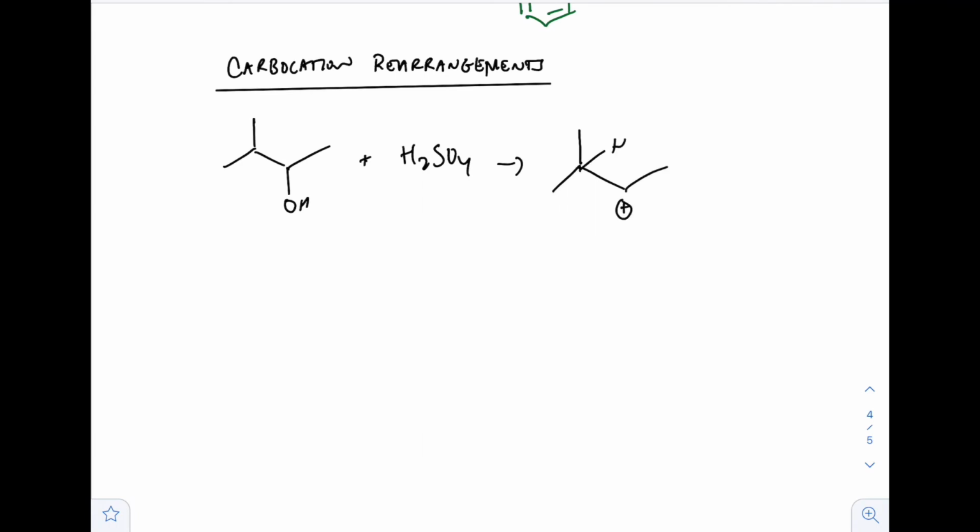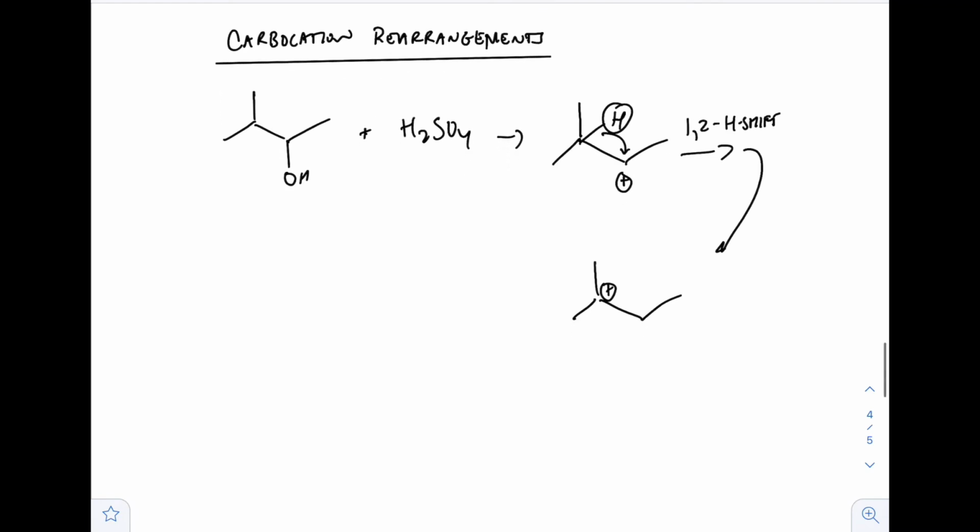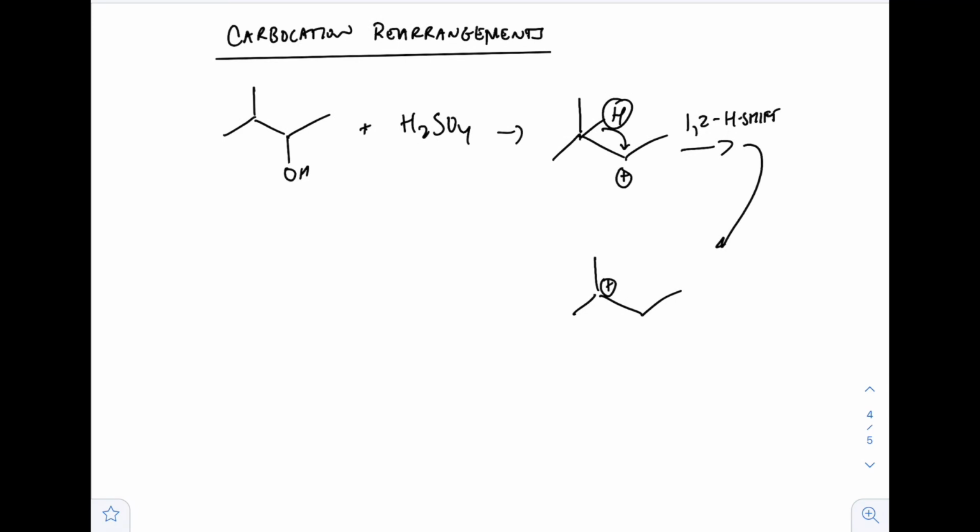Now, if a question asks you how did you get to this, and it was clearly a rearrangement, then of course you know what to do. Okay, so we have that 1,2 hydride shift that we saw before with the alcohol and sulfuric acid, right? And that gave you your tertiary carbocation, which then allowed you to form that more substituted alkene product, right?